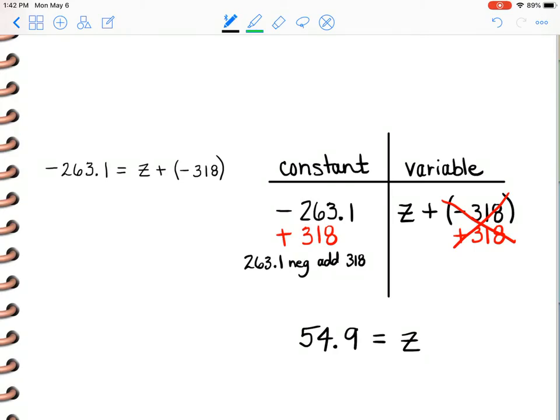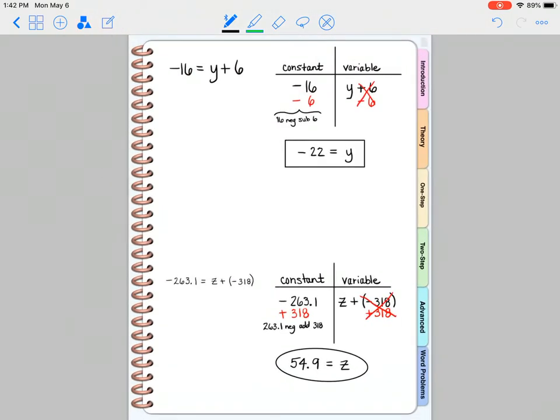And your solution this time is a decimal, but that's okay. We can have decimals and fractions anywhere. So don't worry if you get something that's not even. Okay, I have shown you how to do the addition problems, and I will show you the subtraction problems in the next video.